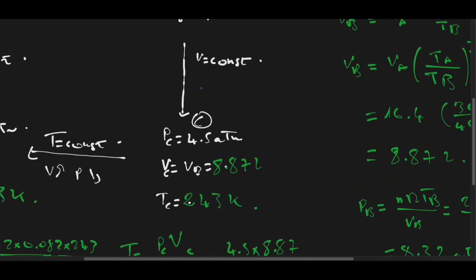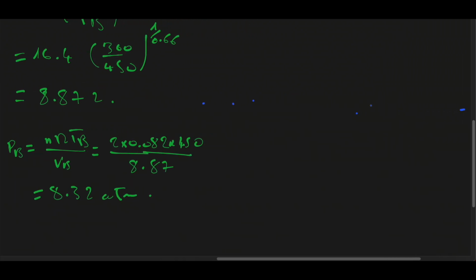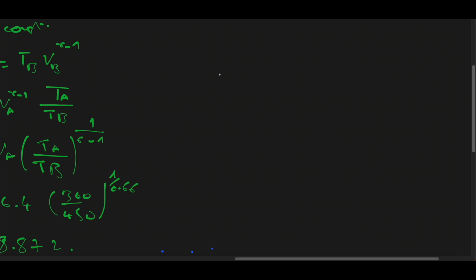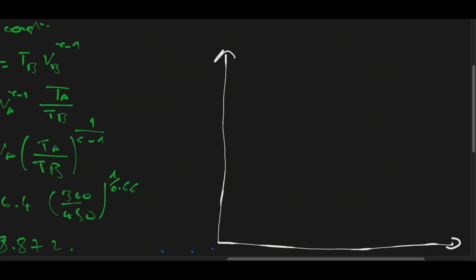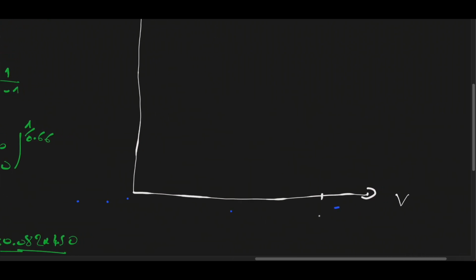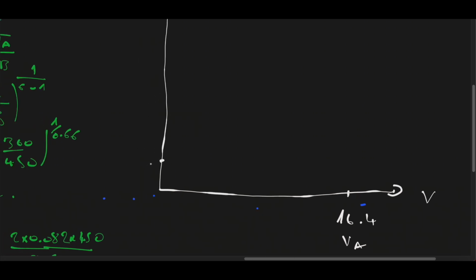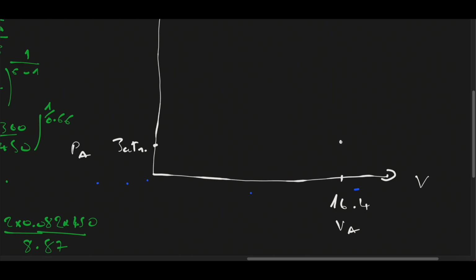Now we can draw the PV diagram. We can draw it like this. It is a schematic drawing. It is not exact. So we have here P and V. The highest volume is 16.4, which corresponds to the volume in state A. And it has the highest volume, it has the lowest pressure, 3 atm. It corresponds also to the pressure in state A. So here is the spot of A.